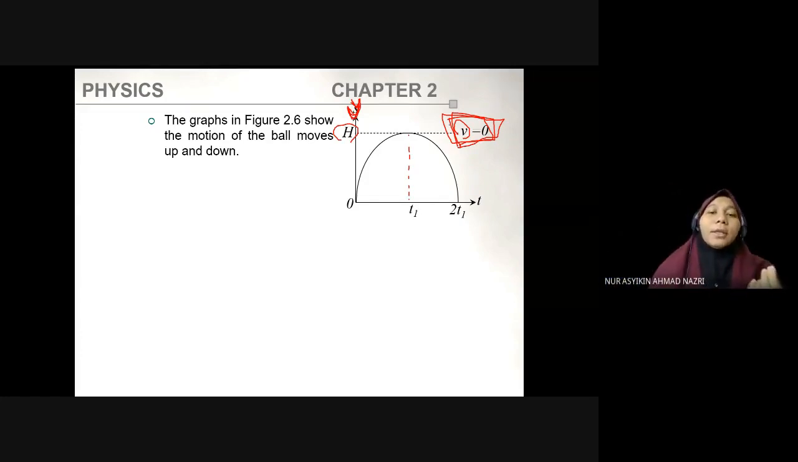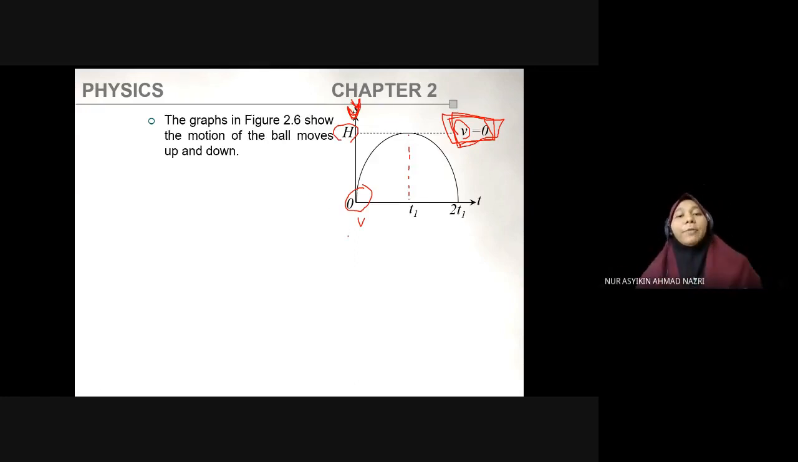Tapi dia kena ada velocity dekat sini. Bukan velocity kat sini kosong. Kalau linear punya case tadi, velocity initial yang akan kita assume biasa kosong. Tapi untuk case yang ni, we need to give a velocity so that the ball akan naik. Kalau kita tak bagi velocity at the initial point, ball tak boleh naik. So that's why at the maximum point, at the final velocity, the velocity equal to 0.